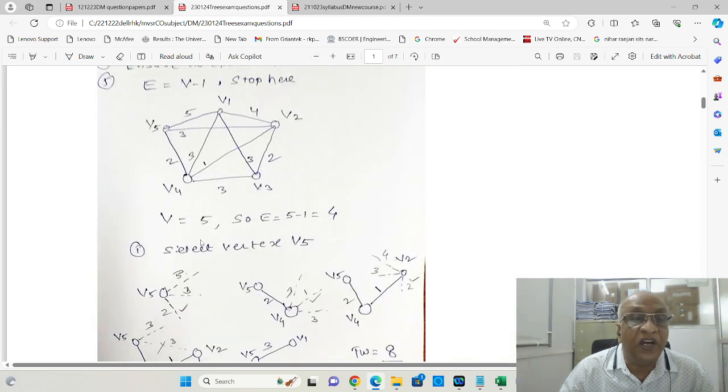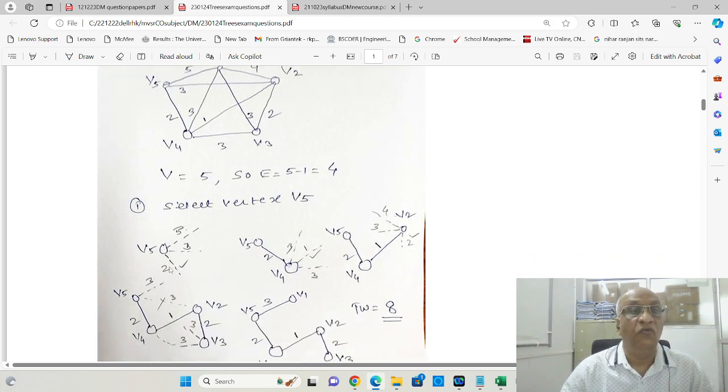When I picked up vertex 5, I know that it is connected to V1, V2 and V4. It is not actually 5, it is 3, consider 3 only. So we have V5 connected to V1 through 3, V5 connected to V2 with weight 3, and V5 connected to V4 with 2. Which one is the lowest? Weight 2 is the lowest, so go for V4. So I have connected V5 and V4 with 2.